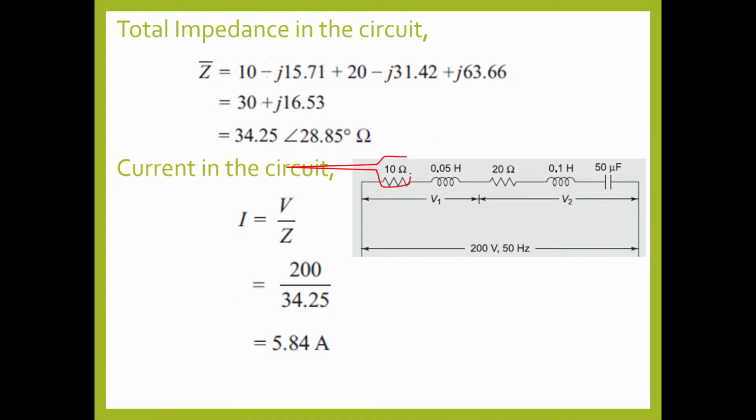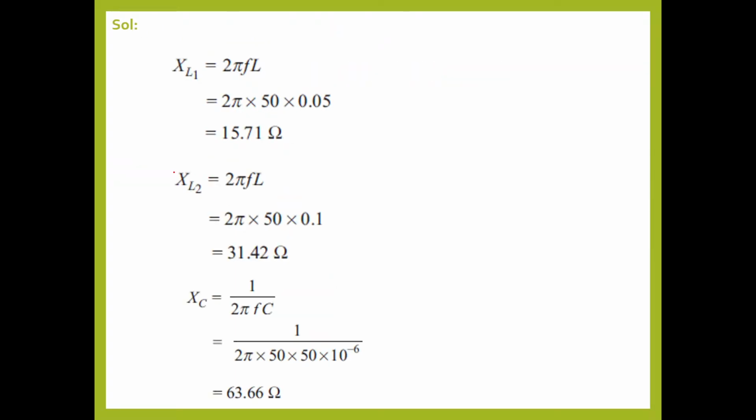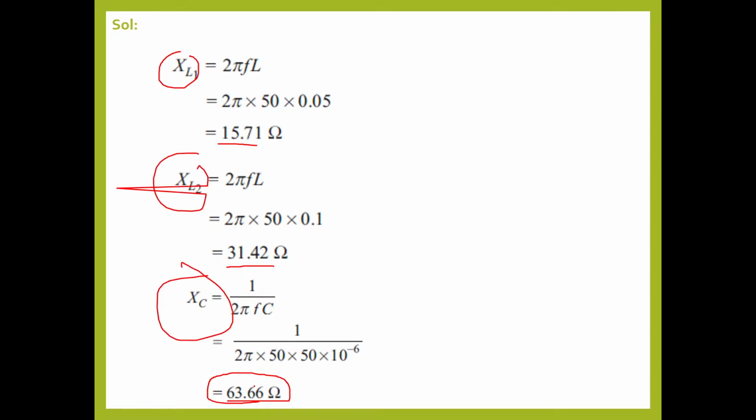So Z is equal to 10 ohms. Next, the inductive reactance. How much did we get? 15.71 ohms, and another inductive reactance is 31.42 ohms, whereas the capacitive reactance, how much did we get? 63. So if you compare XL1 and XL2 with XC, XC is greater than XL1 and XL2.